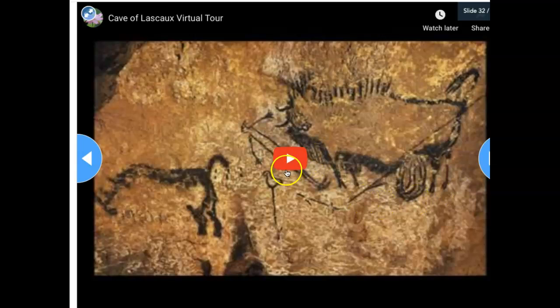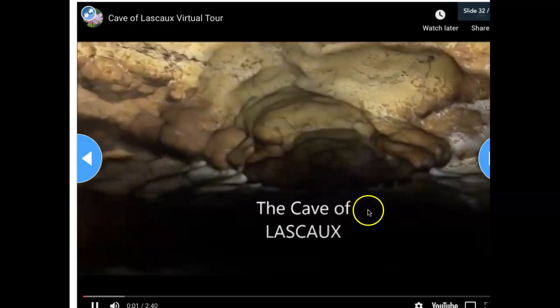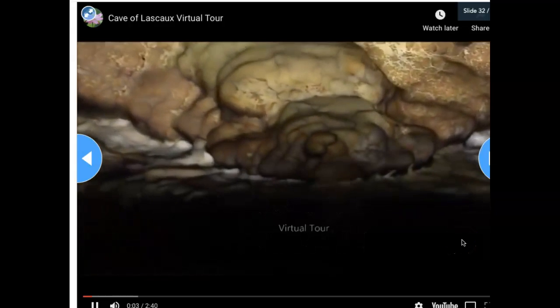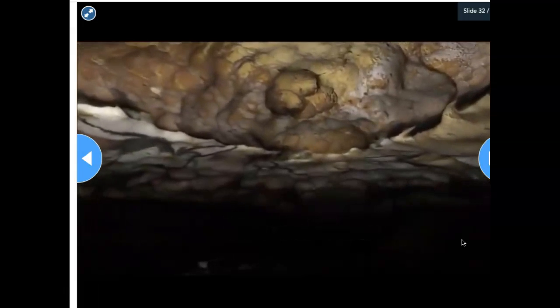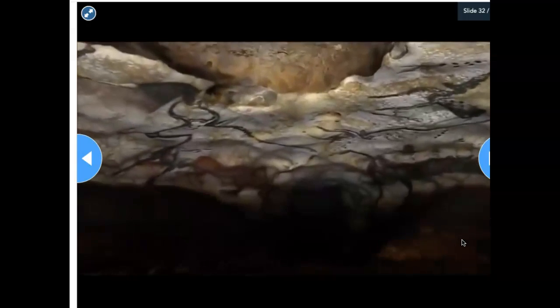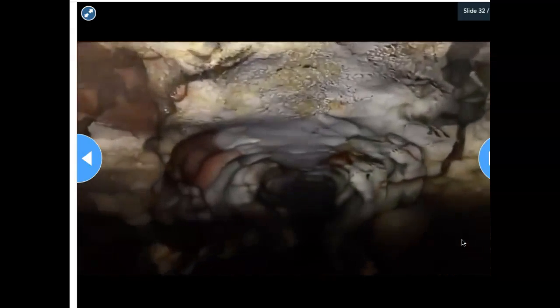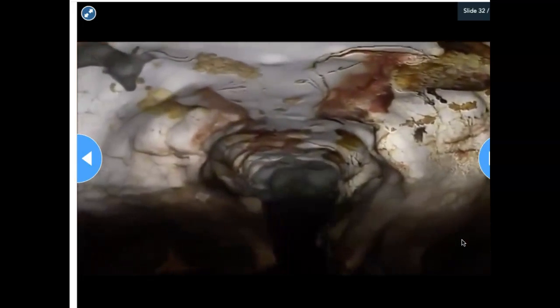So what's really interesting, I'm going to see if I can click on this, if this is going to work. Yeah, this is sort of a virtual tour of the cave at Lascaux that I had recorded for you guys through an interesting app. Have a look and you can see what it would have felt like to be coming through this cave and seeing all the paintings.